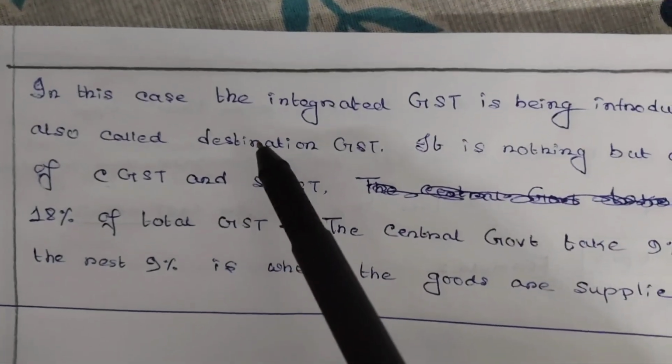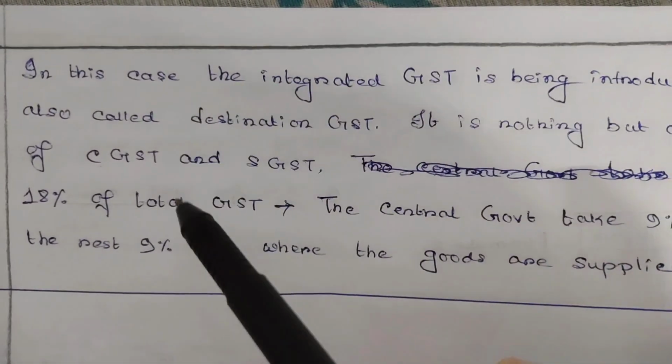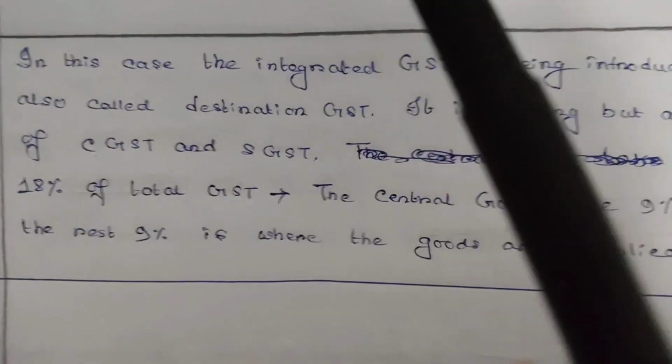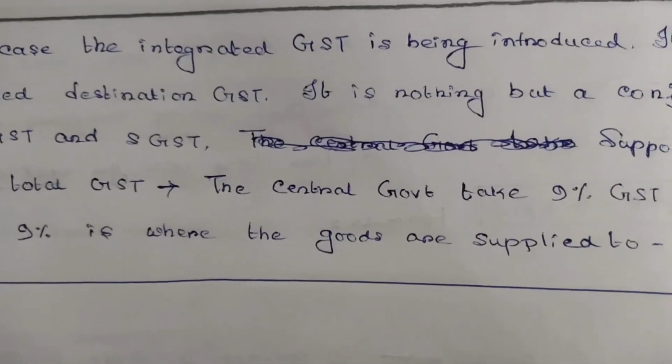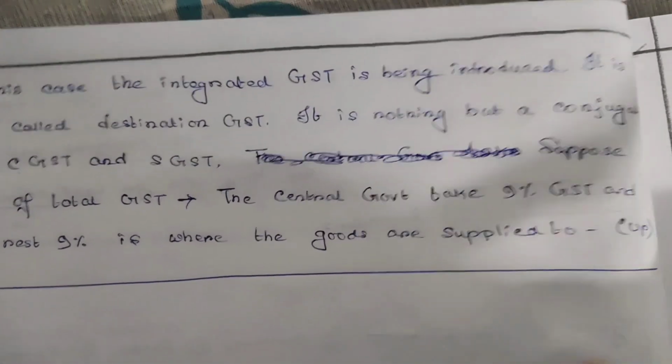Now, it is also called destination GST. Why destination? We know what is destination. Traveling from one place to another. Suppose from Rajasthan to Bihar. Now, Bihar is the destination. An example, but before that it is nothing but the conjugation of CGST and SGST. How? I will tell you that.